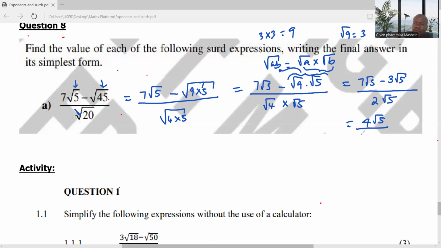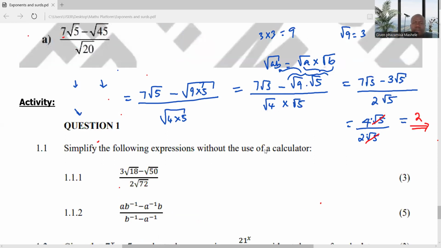Divide by 2 root 5. And since in between there is multiplication, it means we can divide the terms that are the same here. So it means root 5 and root 5 will divide. And 4 divided by 2 gives us 2 as the answer. So the answer becomes 2. I hope you guys are following. Without using a calculator, the answer is 2.